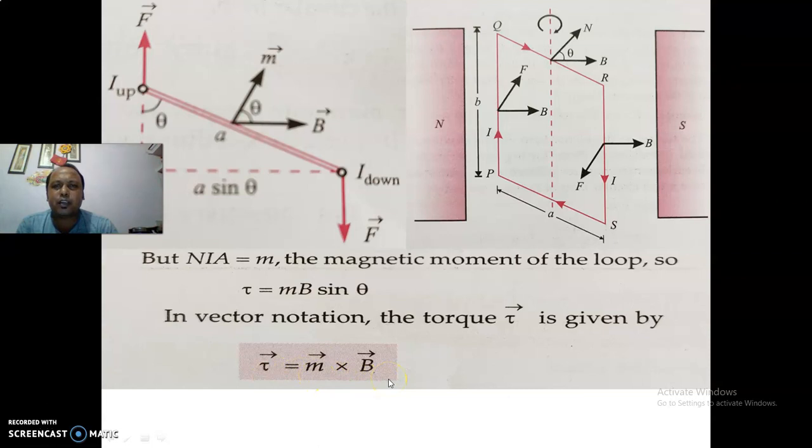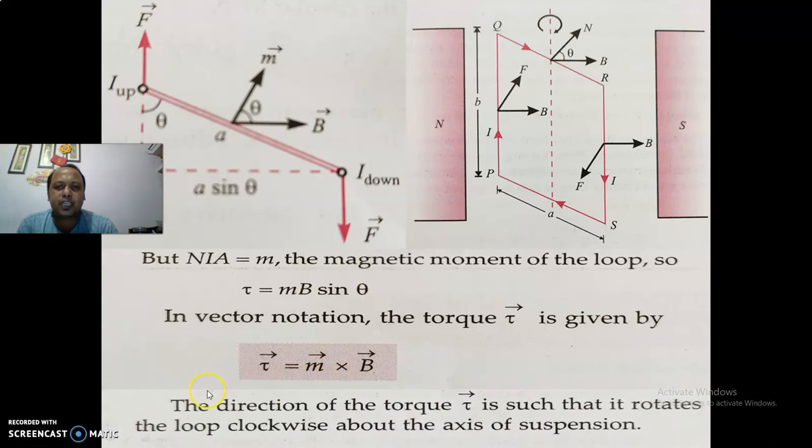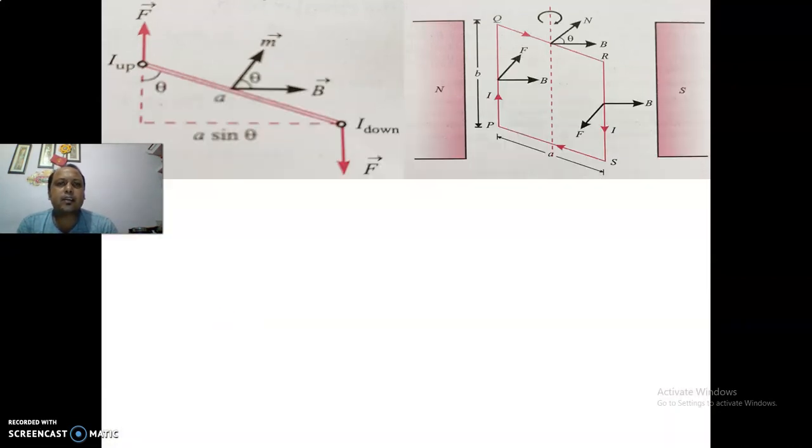If you remember, the torque in case of an electric dipole placed in a uniform electric field was given by P cross E. Here it is M cross B. I hope this is very clear to you. The direction of torque can be calculated by M cross B using the vector cross multiplication.